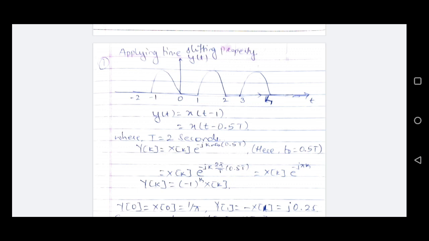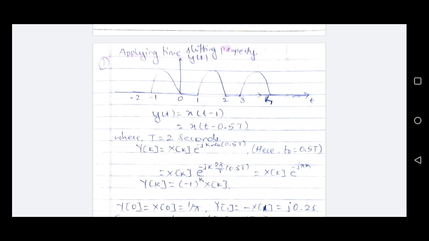So either we can write x of t minus 1, or in terms of fundamental period the same expression can be rewritten as x of t minus 0.5 times capital T. And according to the time shifting property, we know that if a continuous time signal is shifted in time, then their Fourier series coefficients will be multiplied by a complex exponential with the frequency corresponding to the time shift.